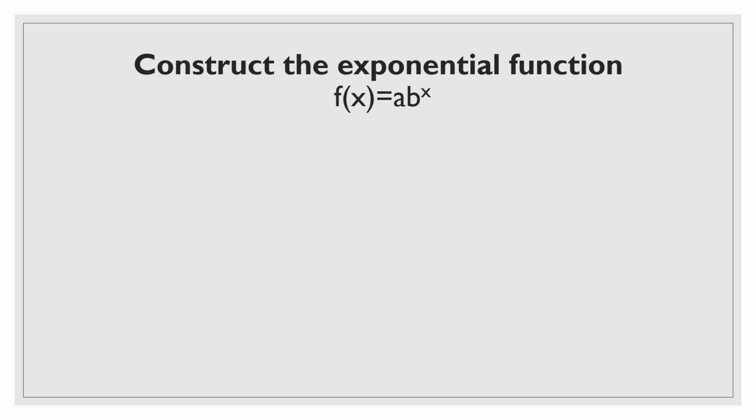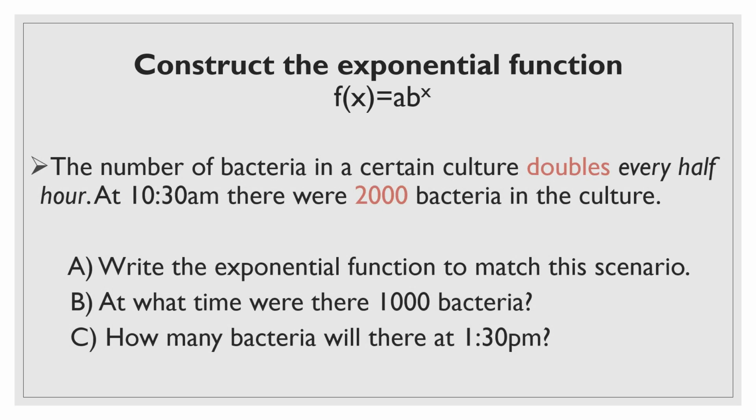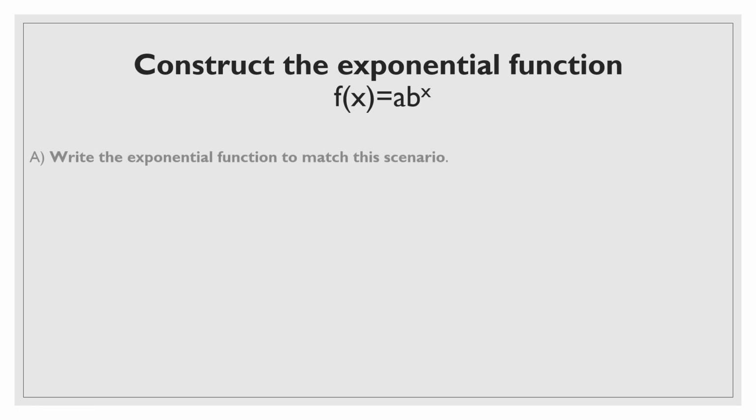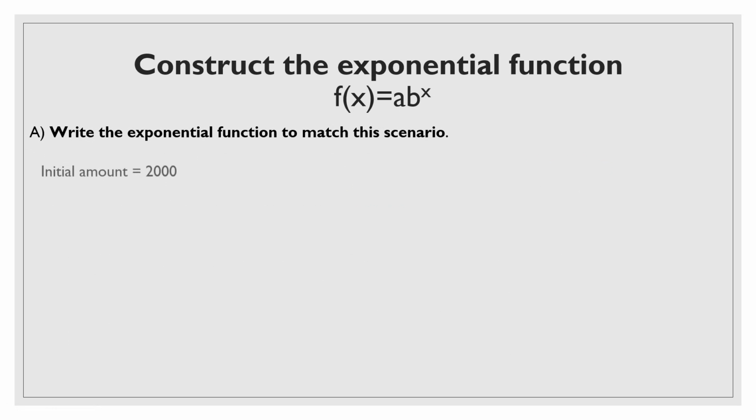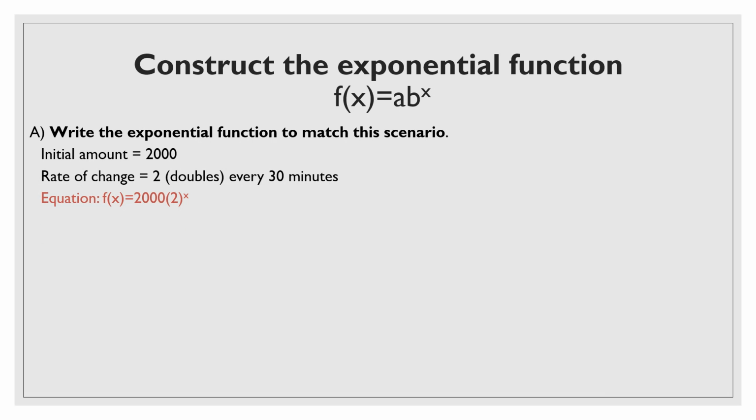Take note that in our problem, every half hour the culture doubles. And before the observation, there are 2,000 bacteria. So in other words, this is our a and this is our b. To write an exponential function, the initial amount is 2,000, and the rate of change doubles every 30 minutes. So our function is f of x is equal to 2,000 times 2 raised to x.